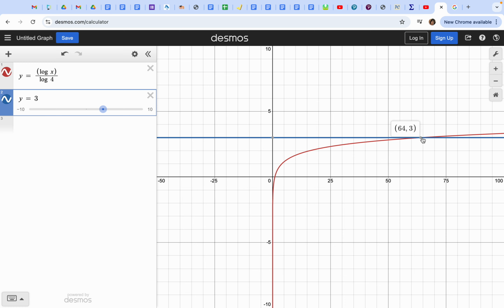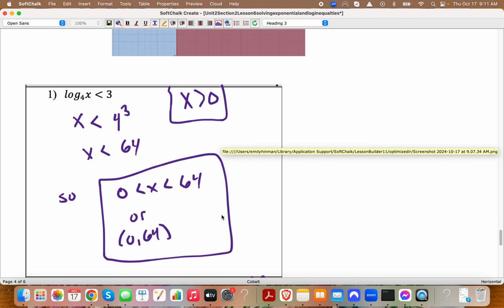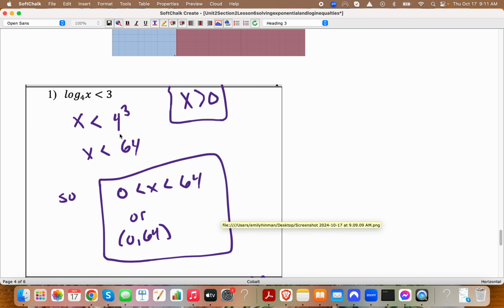Well, I might be tempted to find the intersection point and say it's less than. Right? That might be my very easy inclination. It might be very easy to just simply solve this if I wasn't graphing it and then simply say, oh, x is less than 64 and say I'm done, right? But you have to remember that x has to be greater than 0 on this side of the equation. That's what they're talking about with the domain restriction.